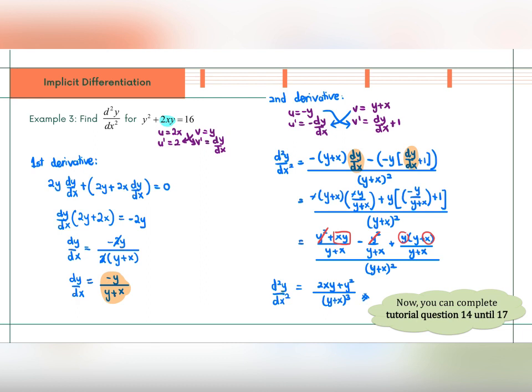Okay, so second derivative senang sahaja. Hanya perlu differentiate again our first derivative lah. Yang selalunya kita memang akan gunakan quotient rule. Sebab our first derivative will end up dapat dalam bentuk fraction.